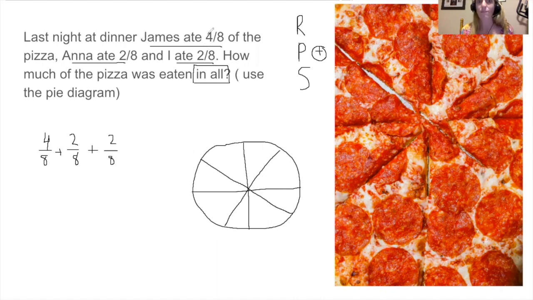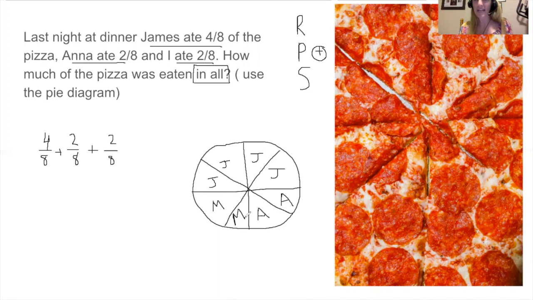So James ate 4 out of the 8 slices. 1/8, 2/8, 3/8, 4/8. Anna ate 2/8 of the slices. 1/8, 2/8. And me, Miss Rushing, ate 2/8 of the slices. So I'm going to put an R for Miss Rushing in each one of those. Well, golly, that's where the pie went.